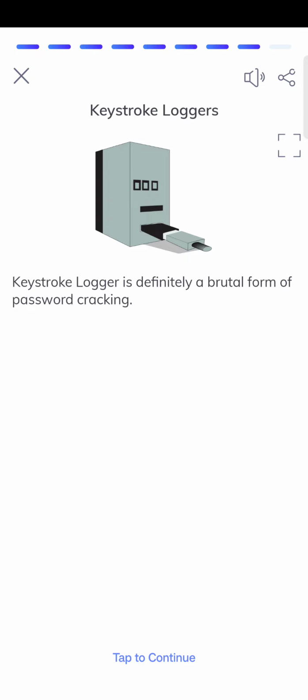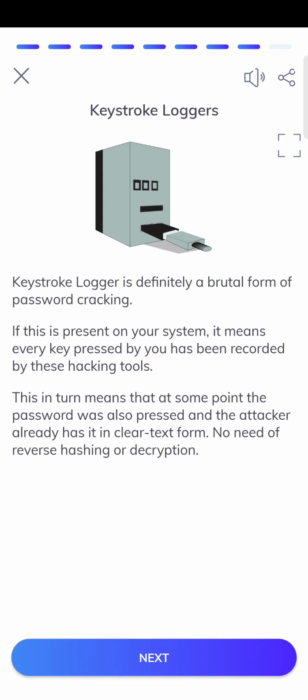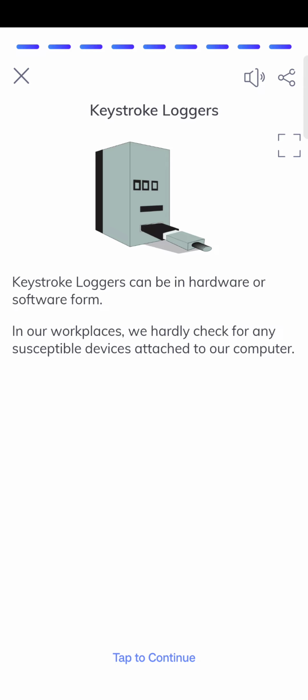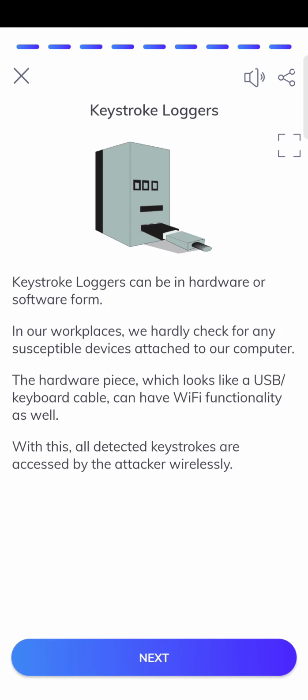A keystroke logger is definitely a brutal form of password cracking. If one is present on your system, it means every key pressed by you has been recorded by these hacking tools. This in turn means that at some point the password was also pressed and the attacker already has it in clear text form. No need for reverse hashing or decryption. Keystroke loggers can be in hardware or software form. In our workplaces, we hardly check for any suspicious devices attached to our computer. The hardware piece, which looks like a USB or keyboard cable, can have Wi-Fi functionality as well. With this, all detected keystrokes are accessed by the attacker wirelessly.